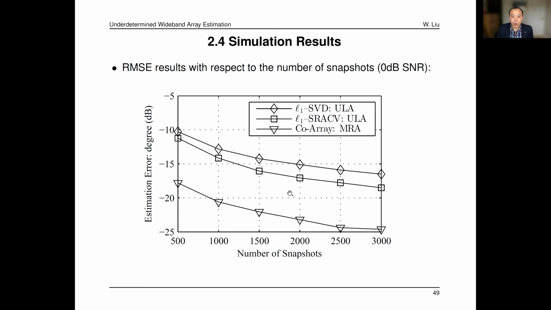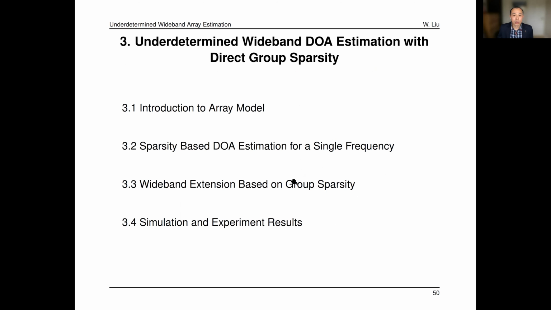So that's the sparsity based method for the narrowband case. Section 3 will be underdetermined wideband DOA estimation with direct group sparsity. This will be in the second recording of this tutorial.